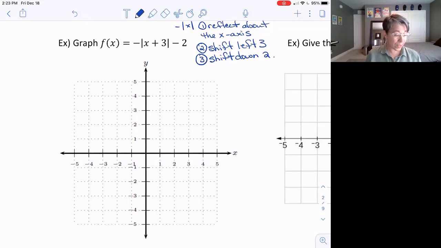Okay, so a couple of things. When you're doing some of these transformations, it might help to do them one at a time or group them, but you need to know what the parent function looks like. So if we were to regraph the parent function, I'm going to do it here just in a dotted blue.